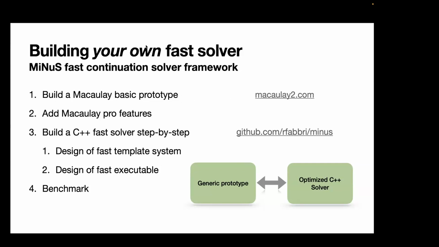Once you build the basic prototype, you add some pro features. Your goal is to get to the optimized solver. So you start with the generic prototype, and then you make it faster, faster, and faster until it reaches the fastest that we currently have.